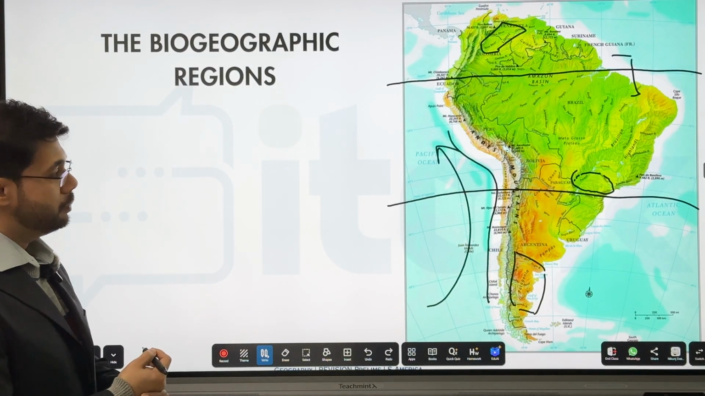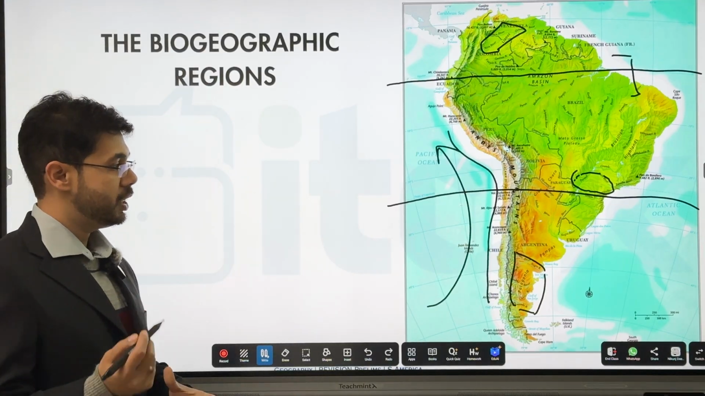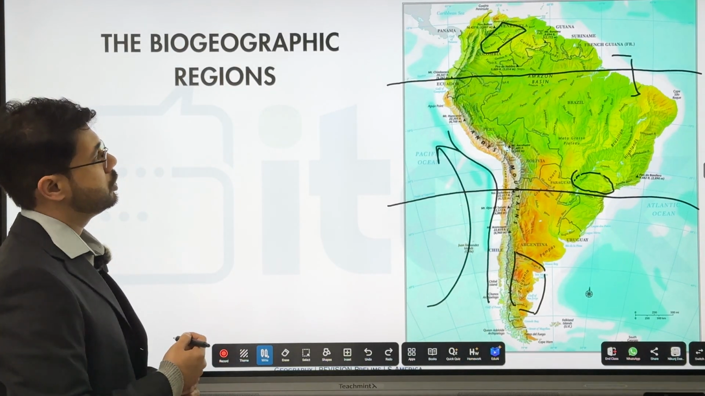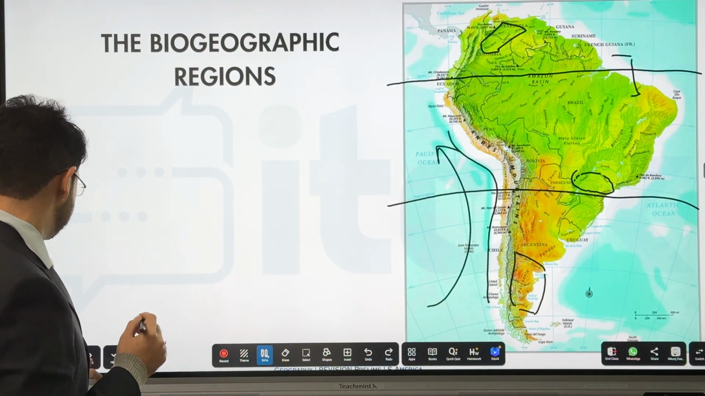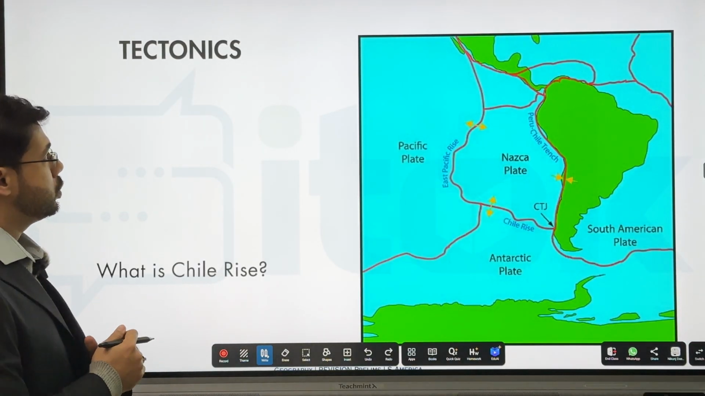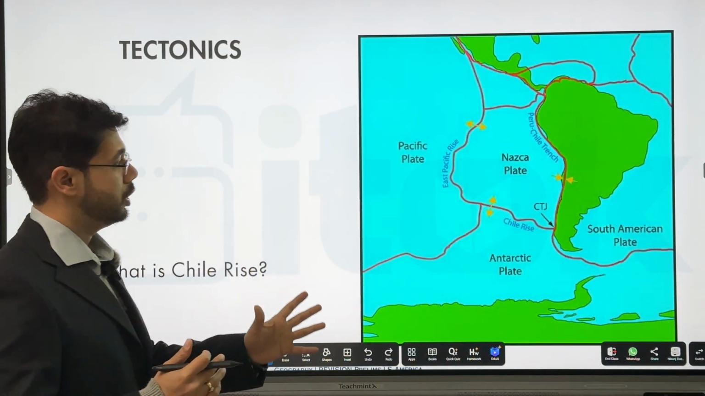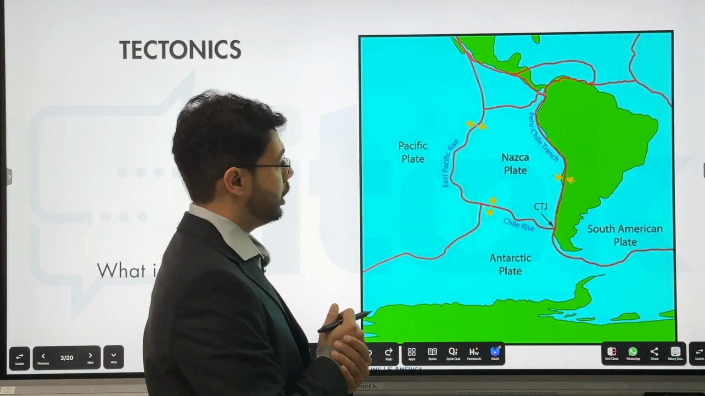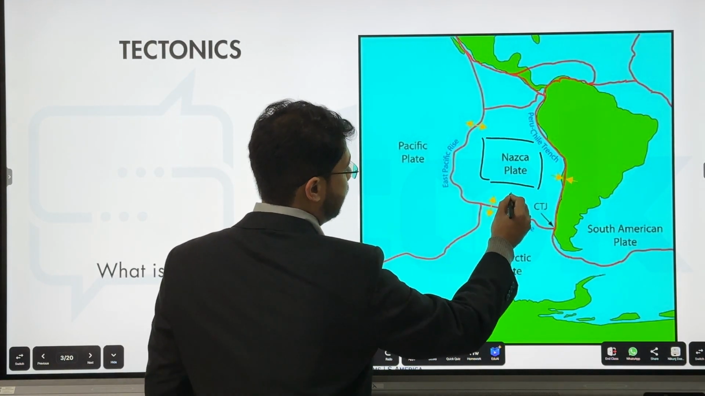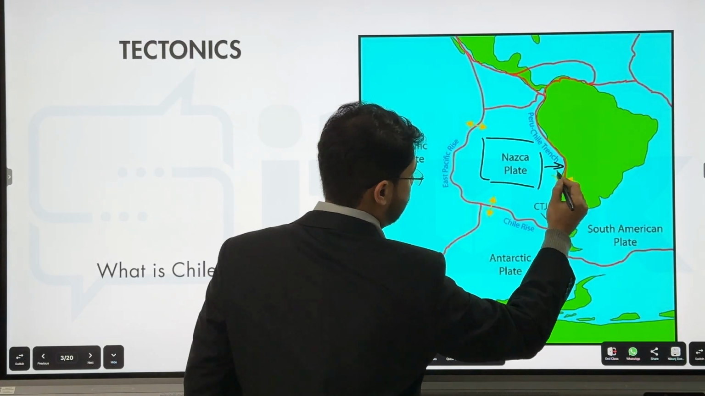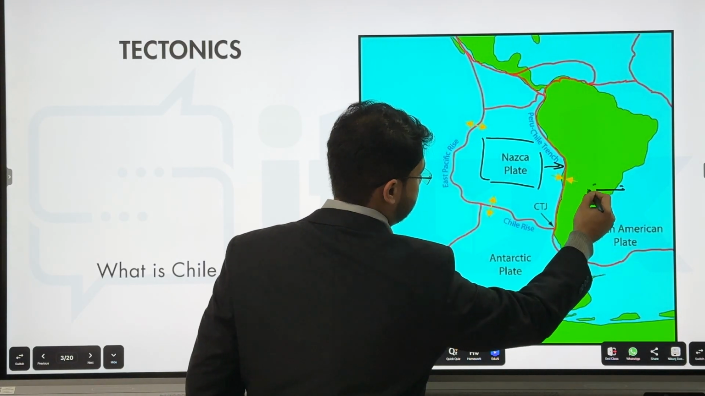So this is pretty much it. And we also have some parts of South America having the Mediterranean kind of climate, which you will learn later on. Next, we get to the tectonics. So this is the tectonic plate of South America. Now, the Nazca plate is getting into and colliding with the South American plate over here.